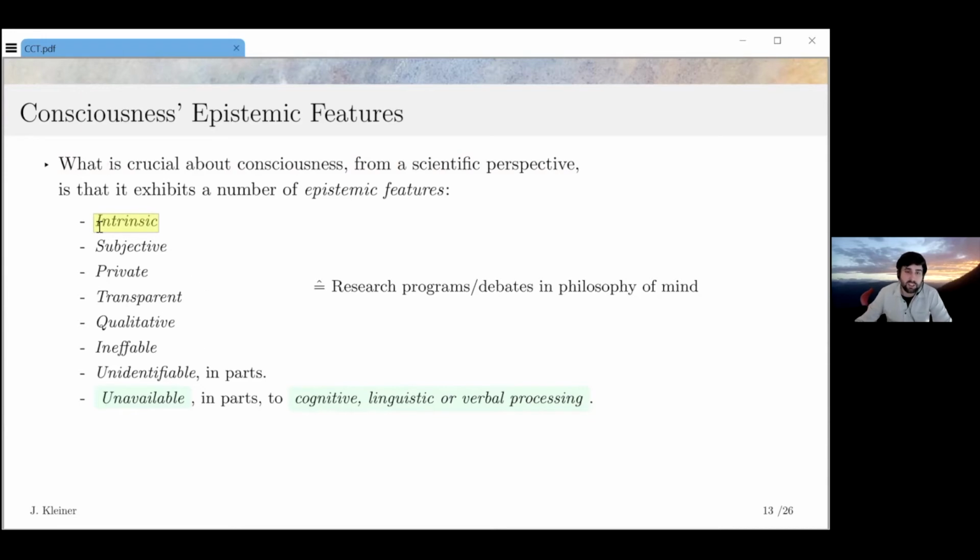So it exhibits a certain number of epistemic features, and here are just some. I'm just going to read them out. They're in fact words, but that's not supposed to mean that they're well defined. Every single one of them I have put here, and there are in fact others, actually corresponds to research programs or debates in the philosophy of mind, where people are trying to understand what it means for the metaphysics of consciousness, what it implies for knowledge about consciousness, and eventually what it implies for any sort of scientific study of consciousness.